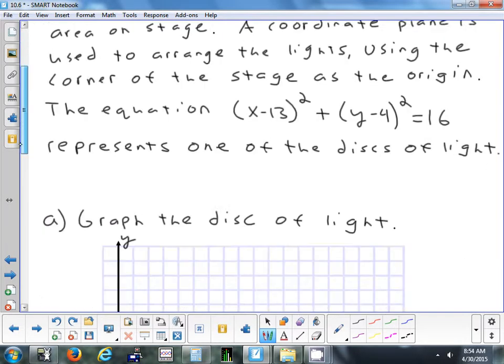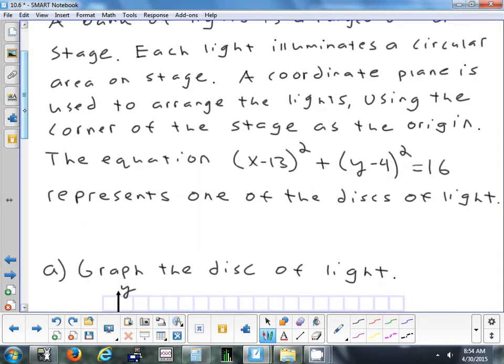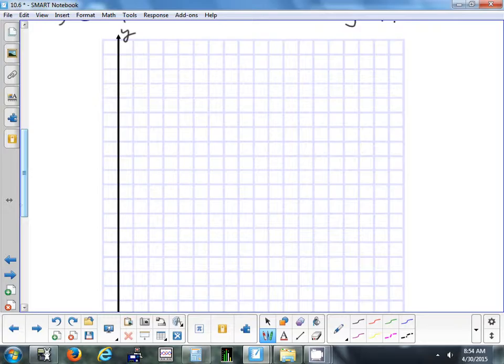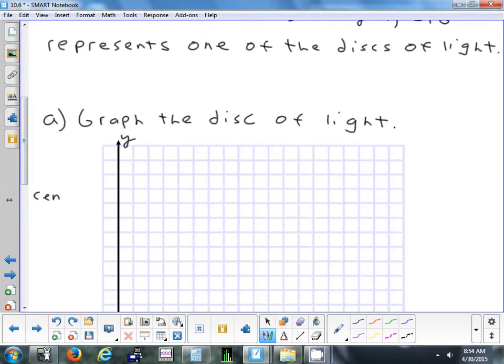Okay, so we've got a picture. First thing they want us to do is graph this disk of light. So basically, here's our stage. We're going to graph the part of the stage that's illuminated by the light. Let's start with where the light is on the stage, the center of the light. All right, so let's get our center.